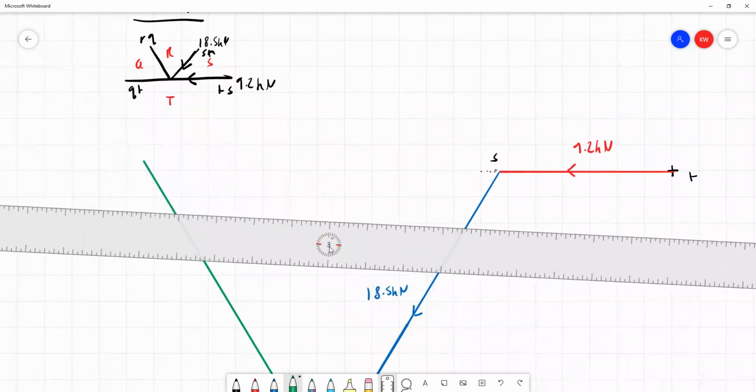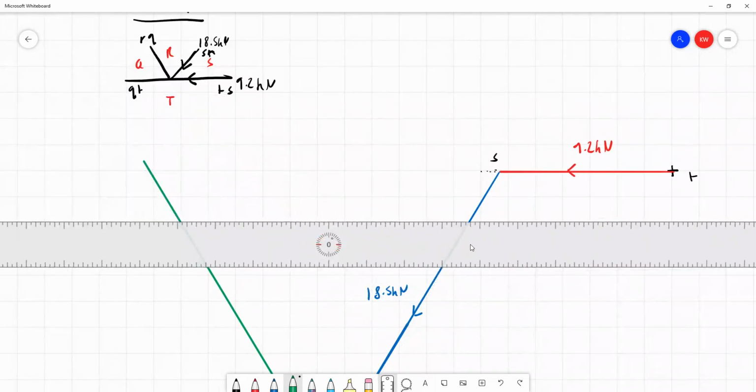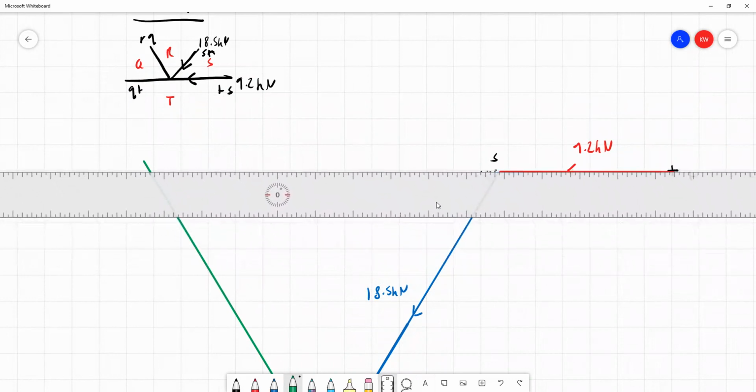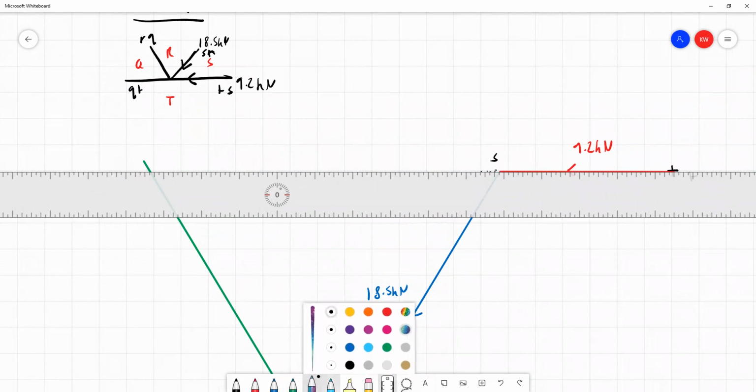The other vector is the vector QT, which means it's going to join from the point T, which is actually already covered by this vector TS, and it's going to join from the point T to meeting our green vector RQ at the point Q. So we're going to change our pen color just now. We'll use a purple pen for this.